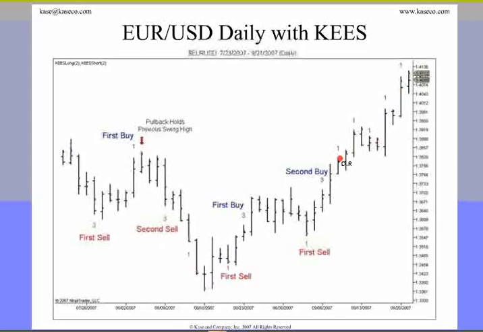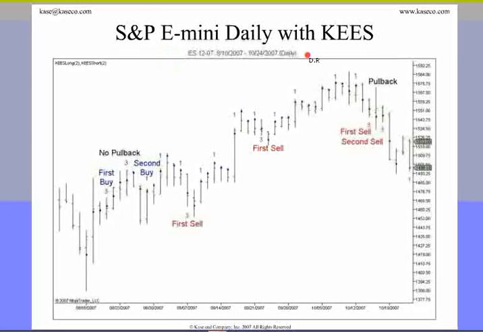Any other signals coming after the second buy signal are also called second signals or consecutive signals. And if the second signal was missed, then you can also take the consecutive signals as entries. We'll look at another example here. This one is on the S&P 500 E-mini daily chart again with the Kase Easy Entry System.